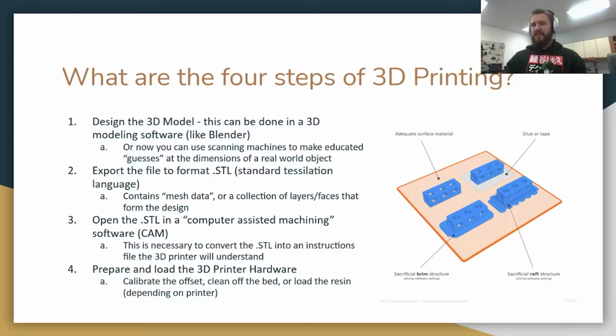which is the same as if you were to save your Word document. You're saving that document in a format that the computer understands so you can access it later. The format that 3D printers really like, or rather, your computer and your 3D printer can agree on, is called an STL, or a standard tessellation language. This file contains the mesh data, or the collection of layers and faces that form the design.